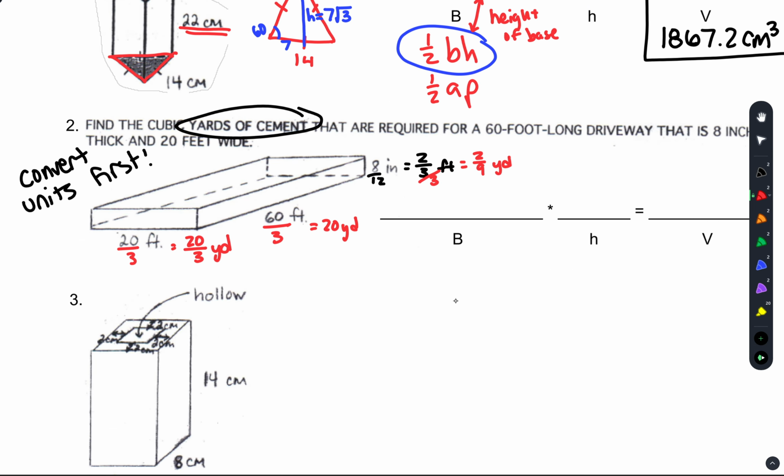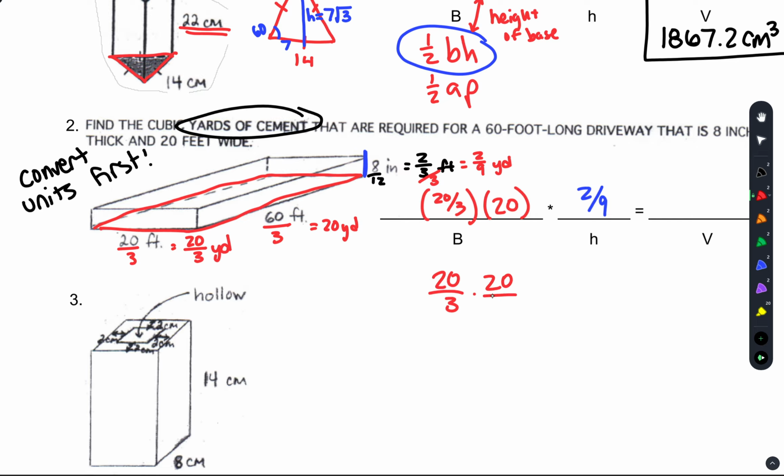The base of this shape is a rectangle. It's a rectangular prism. So I'm going to do base, 20 over 3, times height of that rectangle, 20, times the height of my slab, which is 2/9. We can do this by hand. I know we can. 20 over 3 times 20 over 1 times 2 over 9 gives me 800 over 27. We can convert that to a decimal. That would be, where did I put it? 29.6 cubic yards.